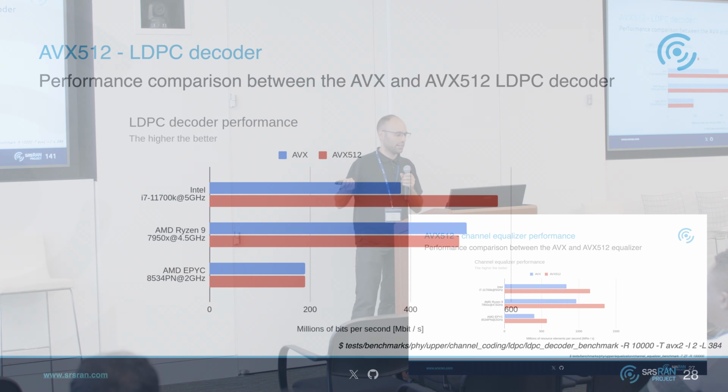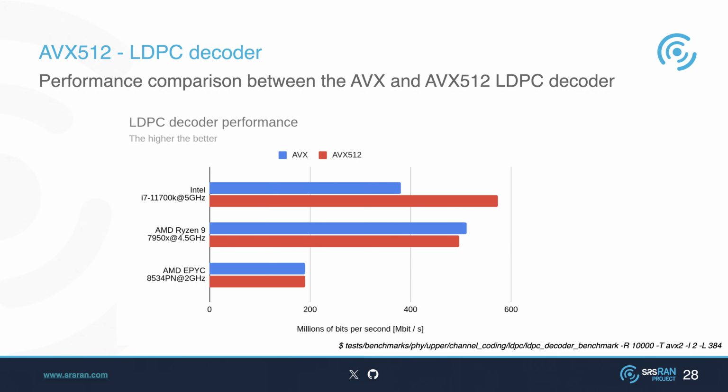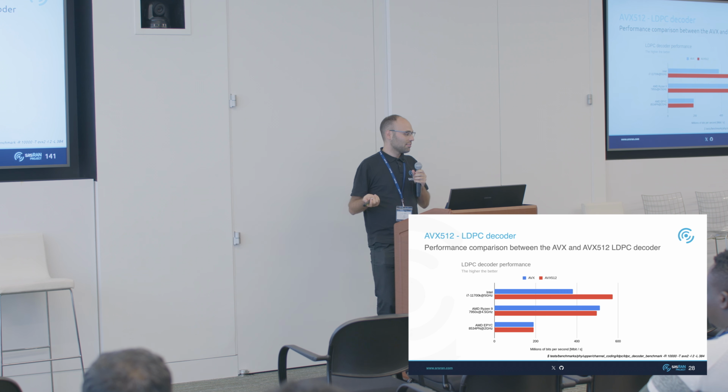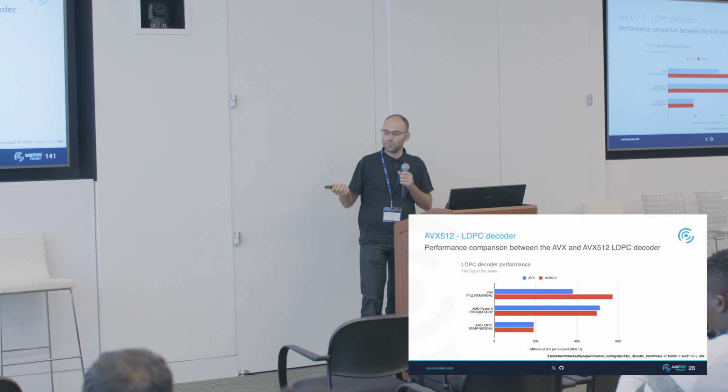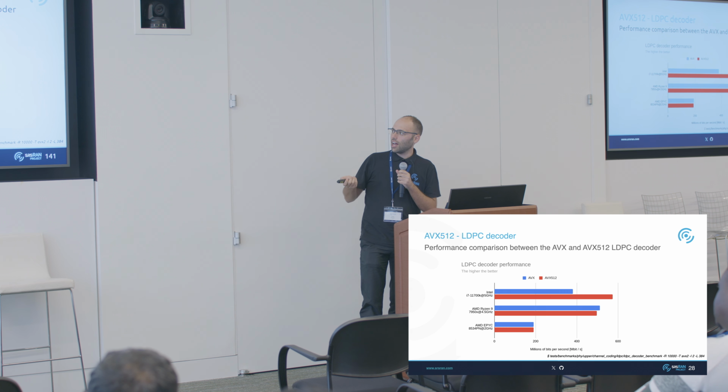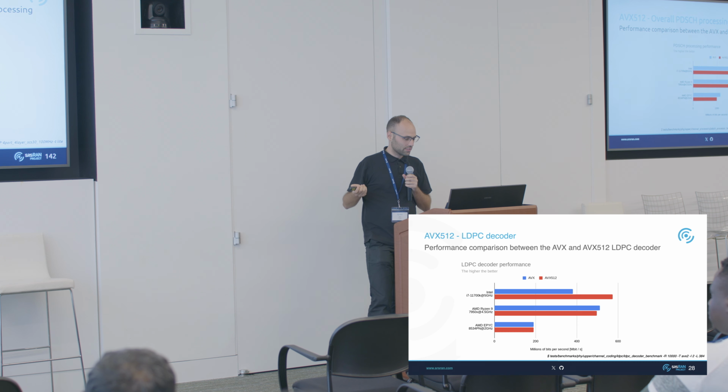However, in the LDPC decoder, the Intel one has a much higher gain, and AMD doesn't. That's something common I've found around. I thought it was worth showing because some people think that AVX512 doesn't have any gain, but actually some CPUs don't show any gain, and other ones do. For example, Intel has some improvement, other ones don't.